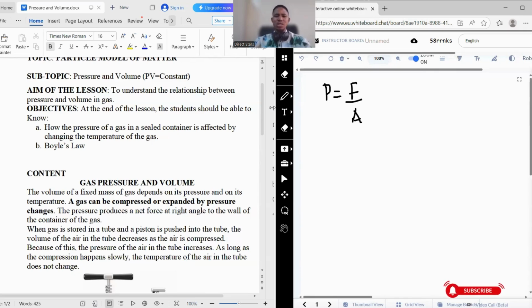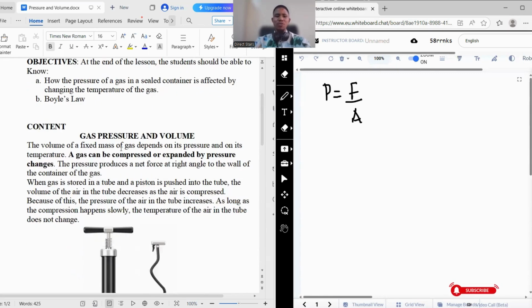So what is the relationship between gas, pressure, and volume? The volume of a fixed mass of a gas depends on its pressure and on its temperature. Temperature is the degree of hotness and coldness of a body. Taking it back to the gas, temperature is the degree of hotness or coldness of the gas itself. A gas can be compressed or expanded by pressure. What do we mean by compression and expansion? Expansion is to increase in length. Compression is to reduce in length.